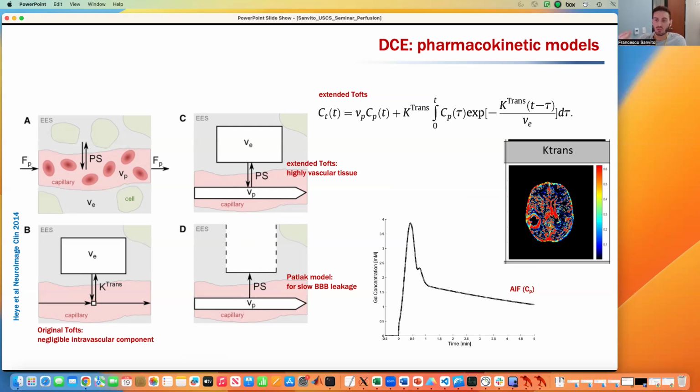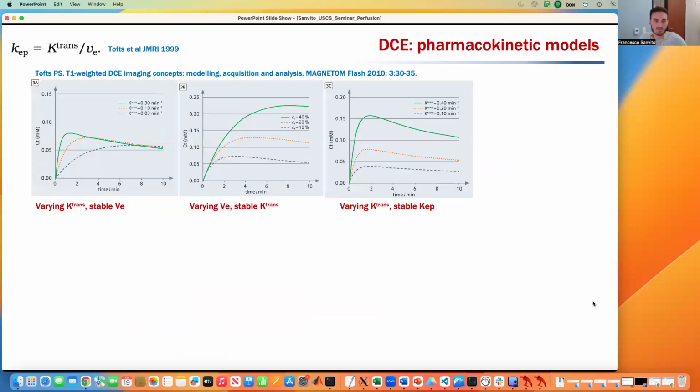It's usually used for those studies where you're studying subtle permeability, like let's see if the basal ganglia have subtle increased permeability in, let's say, Alzheimer's disease or something like that, where you cannot really see an actual evident apparent contrast enhancement, but you're studying subtle permeability. So for brain tumors, we use extended Tofts, and we get Ktrans or Ve maps by fitting these models.